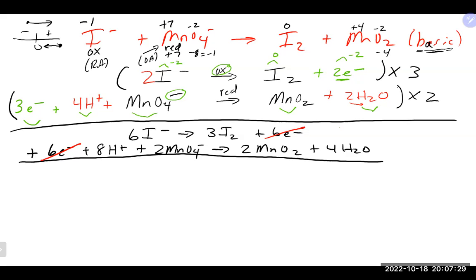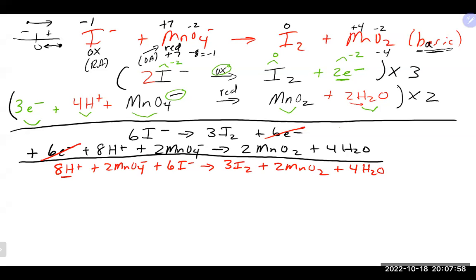So everybody's on the left-hand side of the arrow and both equations stay there. That will give us 8H pluses plus 2MnO4 minus plus 6I minus. Right-hand side, 3I2 plus 2MnO2 and 4 waters. This technically should be the balanced equation in acidic conditions because it says H plus.